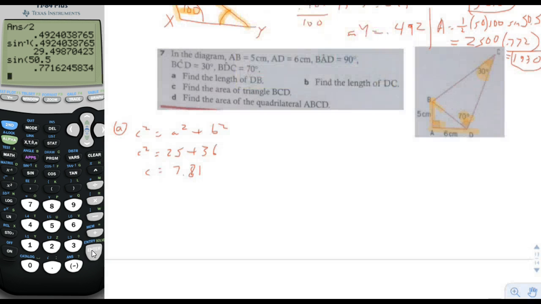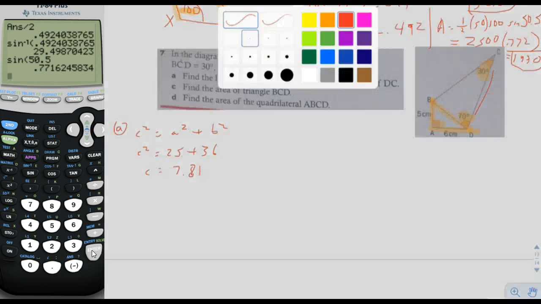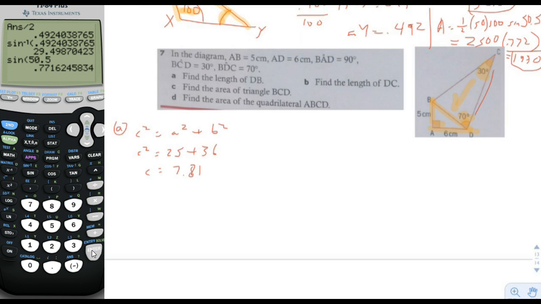Alright, now it says find the length of DC. Okay, DC is that one. Now we know two of the angles, and we know one of the sides, but we do not know, oh, good, look. So now we even know a pair. We know an opposite side and angle pair. So we're going to use, let's see, sine of 30 over DB. We're going to use law of sines. Sine of 70.